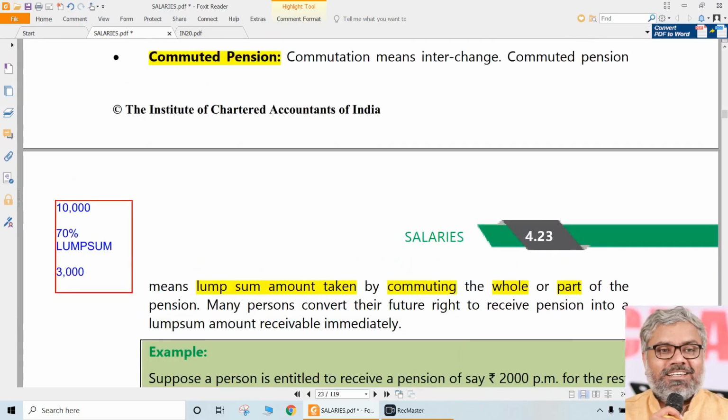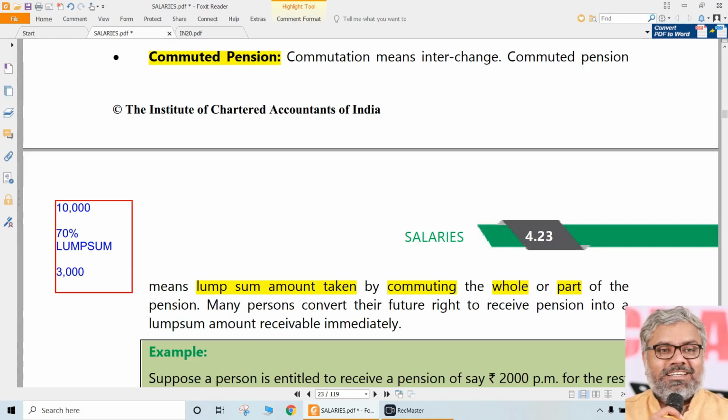This option will be given to some employees by the employers. In fact, for many government employees, it is not an option, it is compulsory. They have to commute a percentage. The minimum percentage the employer will decide. The employee can commute a higher percentage also, but that is none of our business.